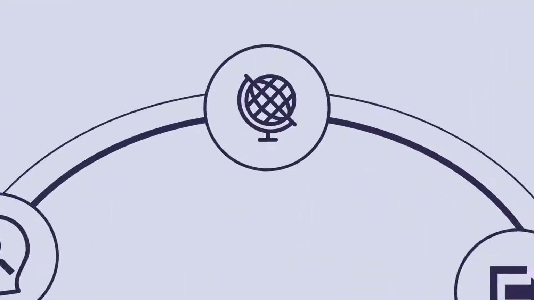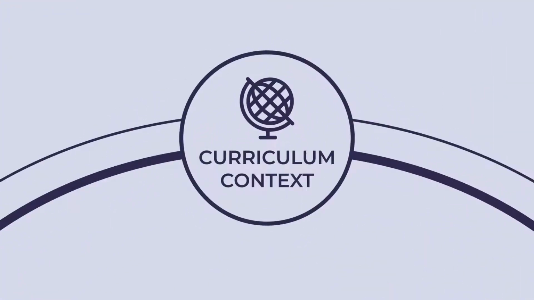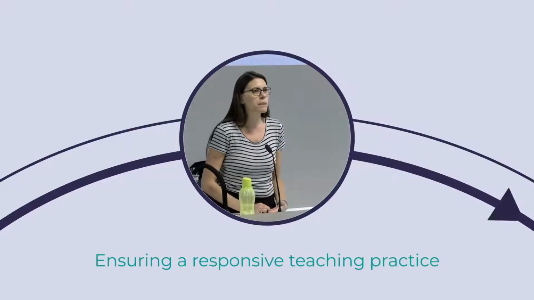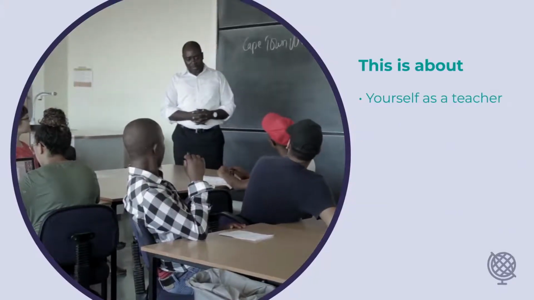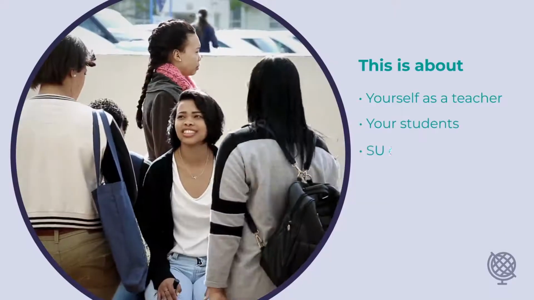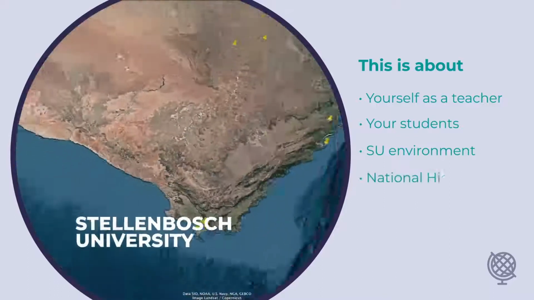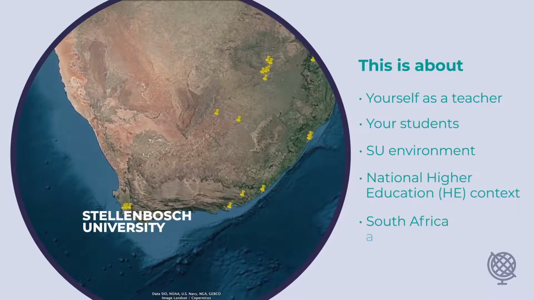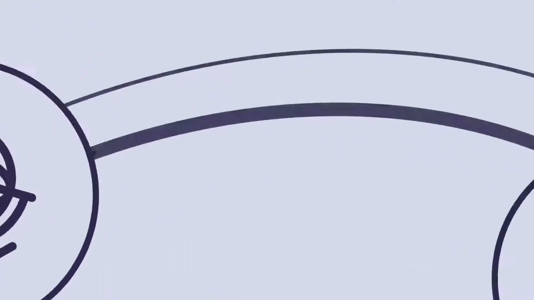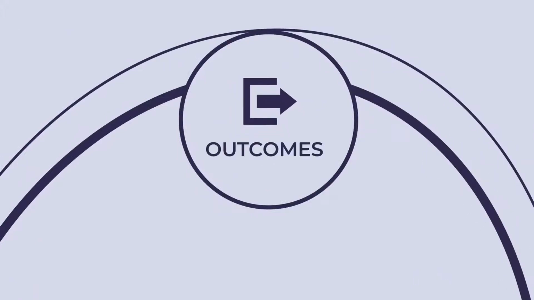The first phase refers to the curriculum context. This phase is about ensuring that your teaching practice is responsive to the context. This is about yourself as a teacher, understanding your students, the SU environment, the national HE context, South Africa, and beyond. The next phase refers to outcomes.